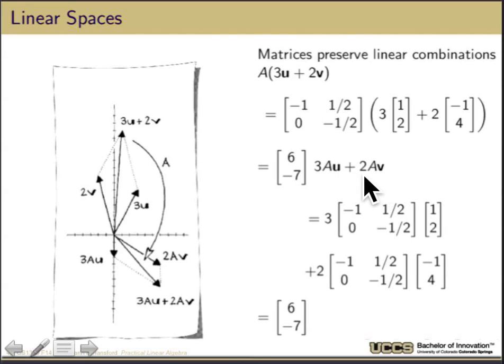If I take the matrix and multiply it by each of these, so I take 3Au plus 2Av, and I do this matrix vector product, or if I do it in the other order, it doesn't matter, I'm still going to get 6/7. Okay, so linear spaces preserve linear combinations. I can do these operations in a lot of orders. As long as I distribute and associate those things, I'll be okay.